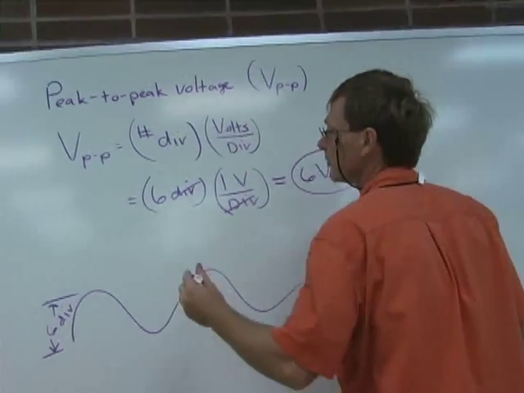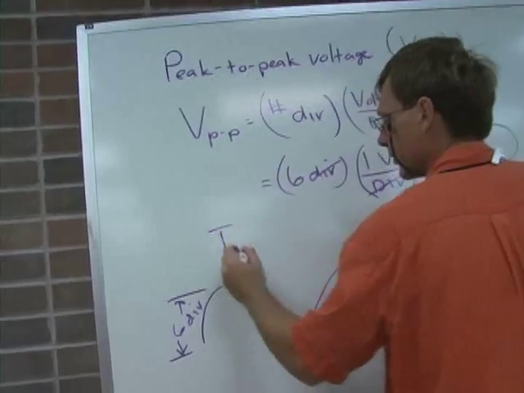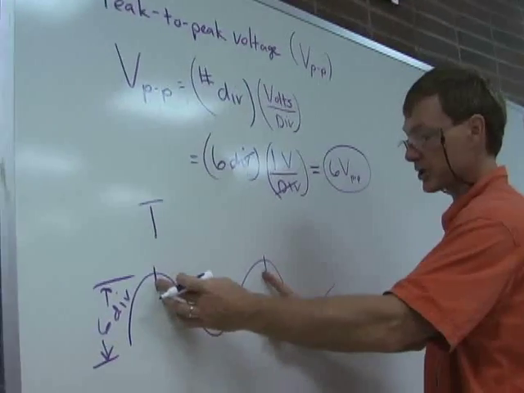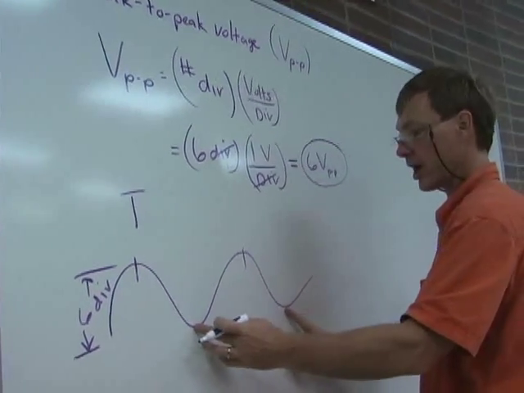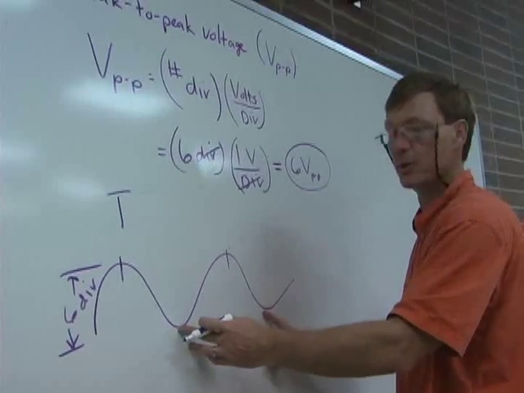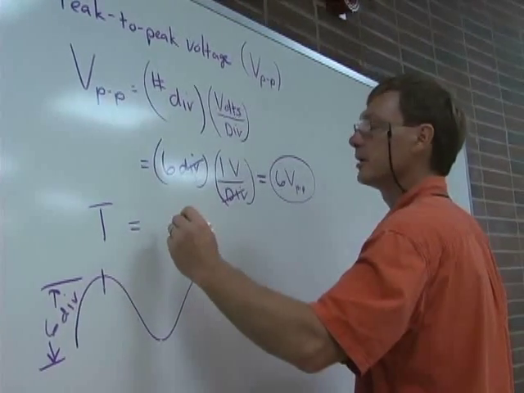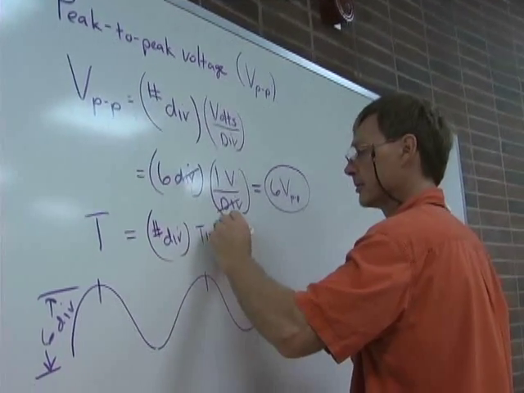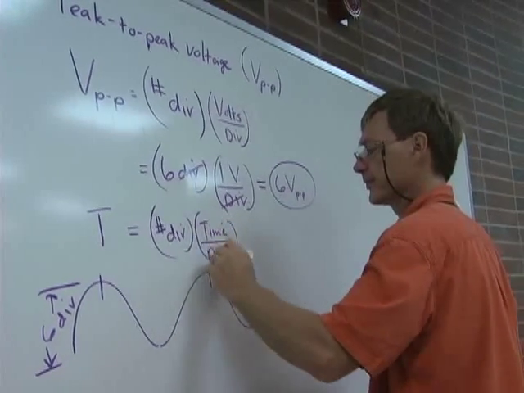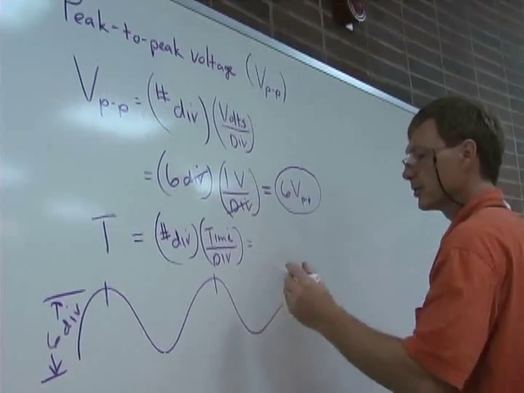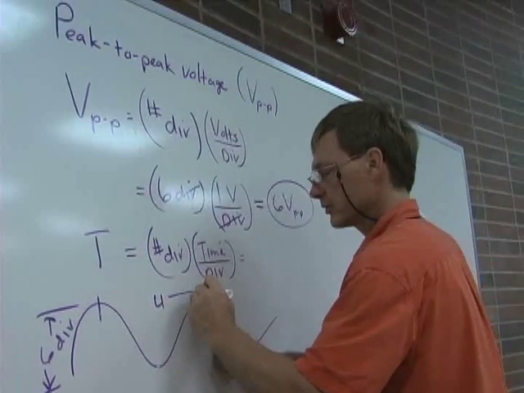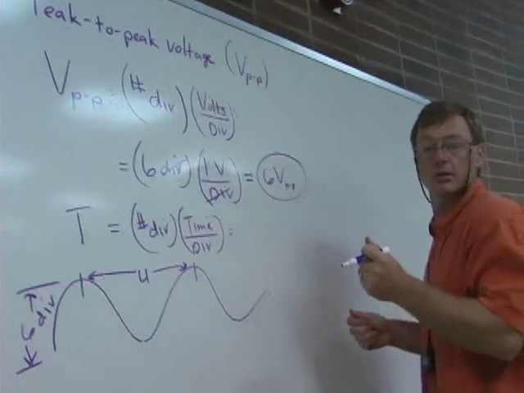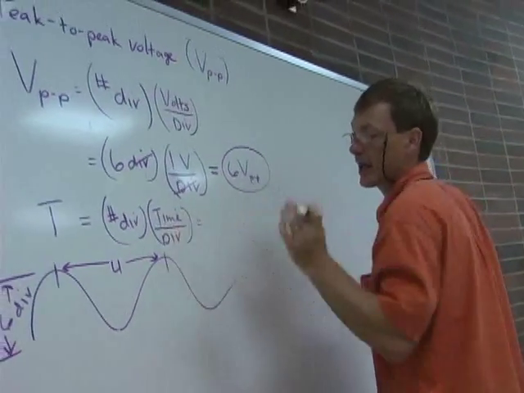Now for the period. The period is the length of a cycle. I can measure it here, I can measure it here, I can measure it from the troughs or from the peaks. Either way, it doesn't matter. I'm just measuring a full cycle. So the period is the number of divisions times the time per division. In this case, the number of divisions from here to here was 4 divisions. I could have spread it out. I could have had 8. I would have had half the time though.